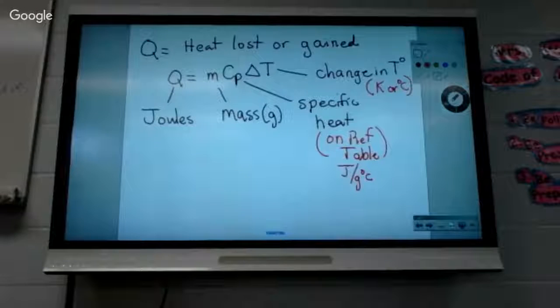But this one can be in either. It's sort of unique that way.